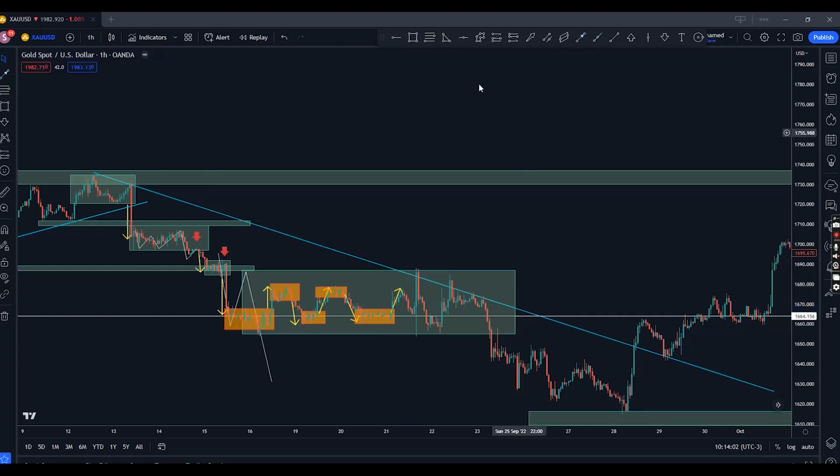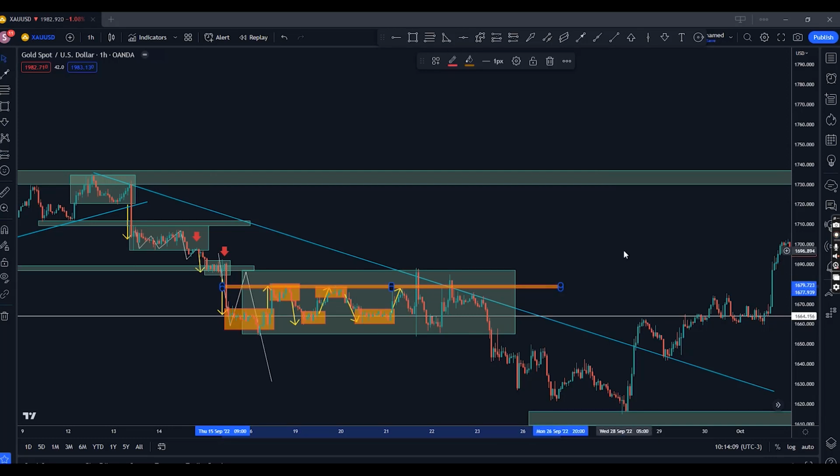You're buying, and where you expect to get out is on this zone, because we already create a strong, a minor zone of support and resistance.